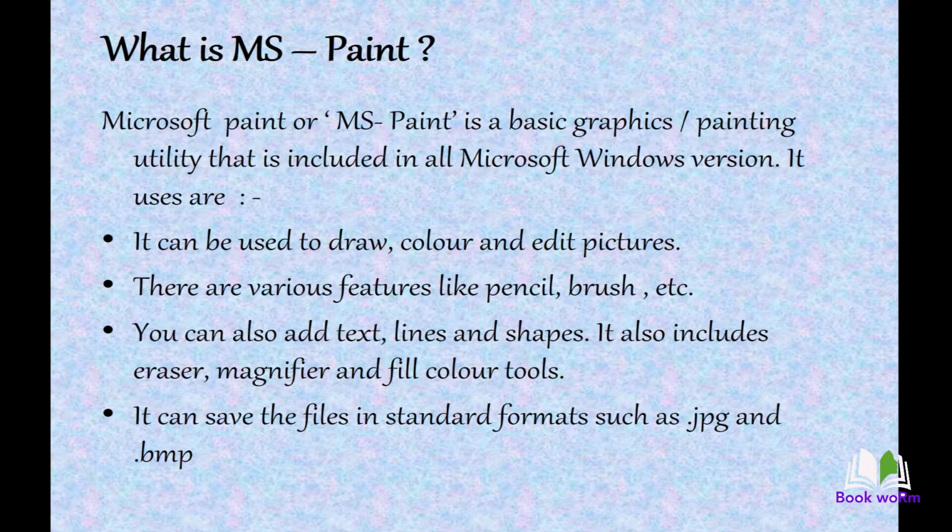What is MS Paint? Microsoft Paint or MS Paint is a basic graphics or painting utility that is included in all Microsoft Windows versions. The various uses of Microsoft Paint are: it can be used to draw, color and edit pictures. There are various features like pencil, brush, etc.